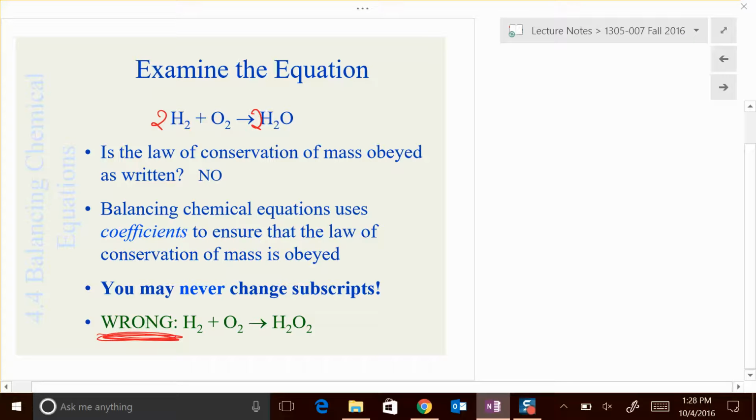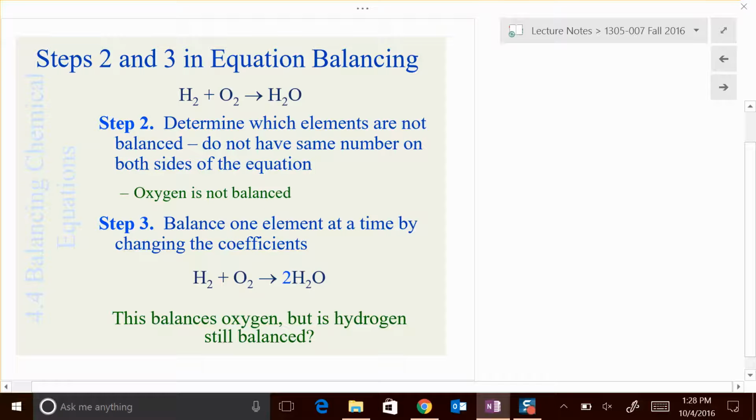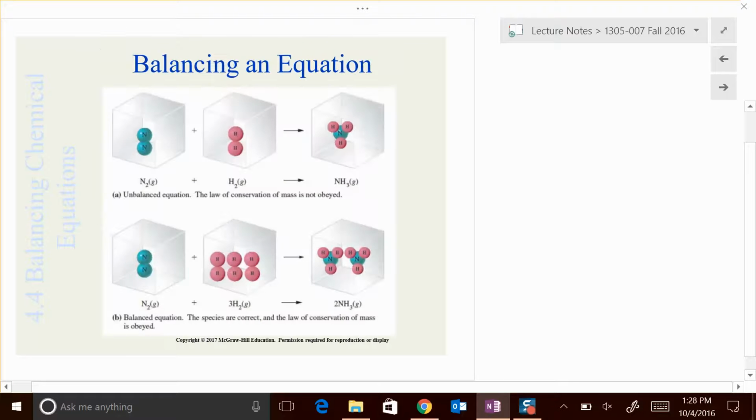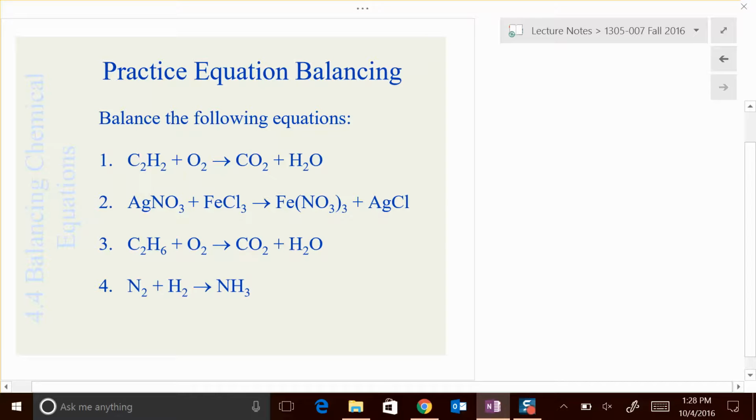So you cannot change the subscript to balance these. So we've already done water. Water's balanced. So this is just once again showing the molecules as they are and how you would have to change the coefficient, not the subscript. You have to keep it what it is, the same. Okay? So let's practice balancing these.